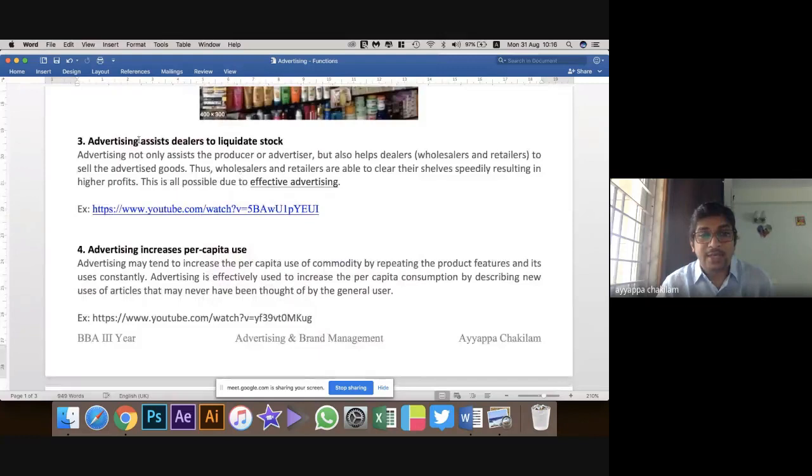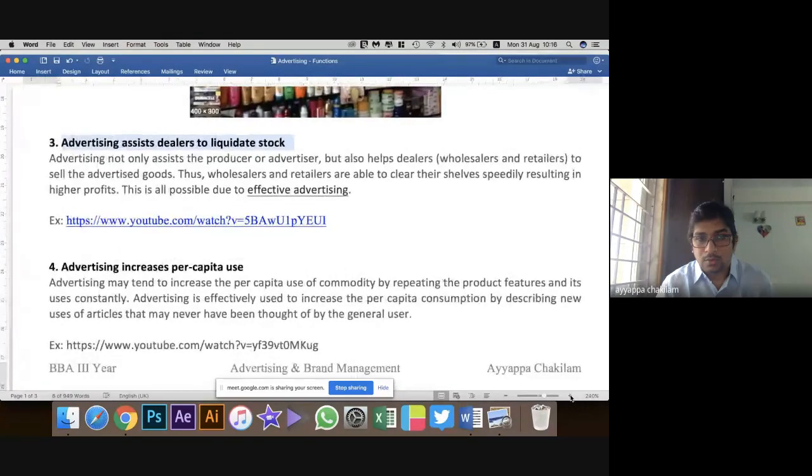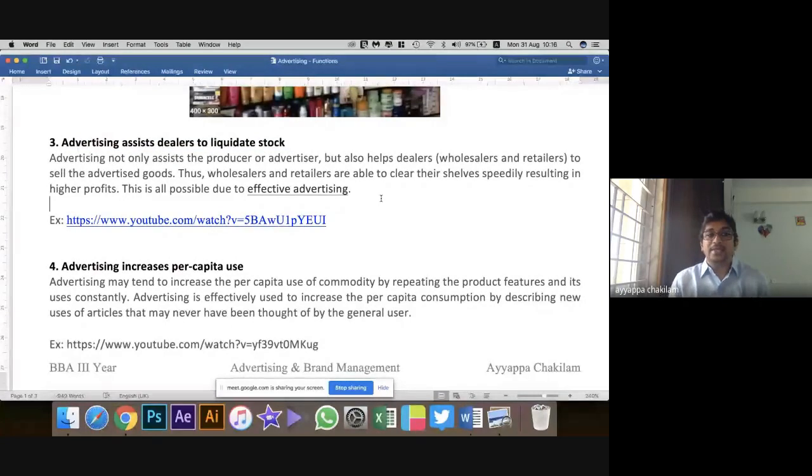Next is advertising assists the dealers to liquidate the stock. So advertising helps the dealers to liquidate the stock that is there with them. The dealers might be having some stocks. For example, a well-established company has come up with a new product. So what happens at that point of time? Advertising assists the dealers to liquidate the stock that is available with them.